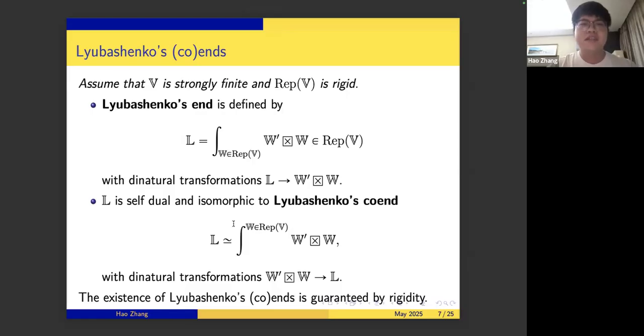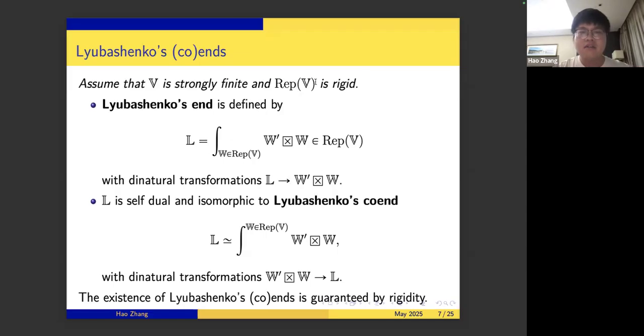Okay, so I will introduce Lyubashenko's coends and ends in our VOA context. In this page, I will assume that the VOA is strongly finite, that is, it is C2-cofinite and self-dual and satisfies some minor conditions, and the Rep V is rigid. This is a conjecture. The Lyubashenko coend is defined by the coend of the bifunctor of the representation category V, just like this. And the dinatural transformation is of the form here.